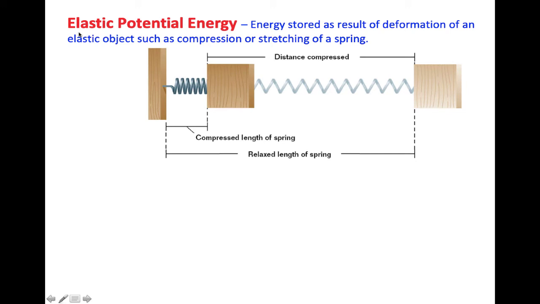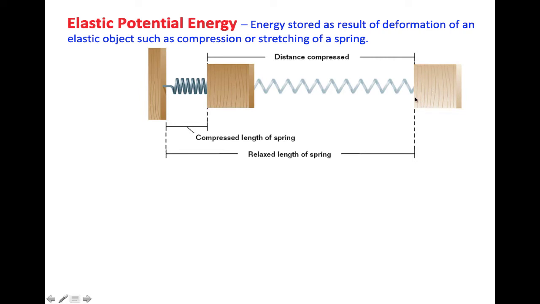Derivation of formula of elastic potential energy. It is the energy stored as a result of deformation of an elastic object, such as compression or stretching of a spring. Let us understand the diagram here. We have got a spring that is attached to a wooden block.